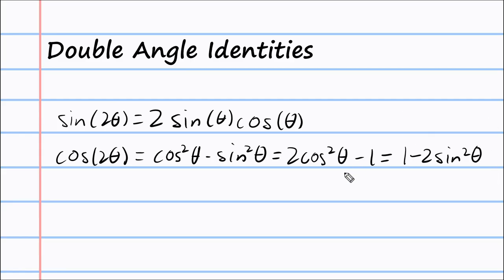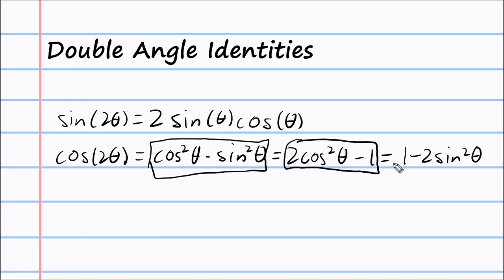So my challenge for you is to derive these two versions of the cosine double angle identity using this one. My challenge for you is to rewrite this into that and that. So yeah, these are just the double angle identities for you.